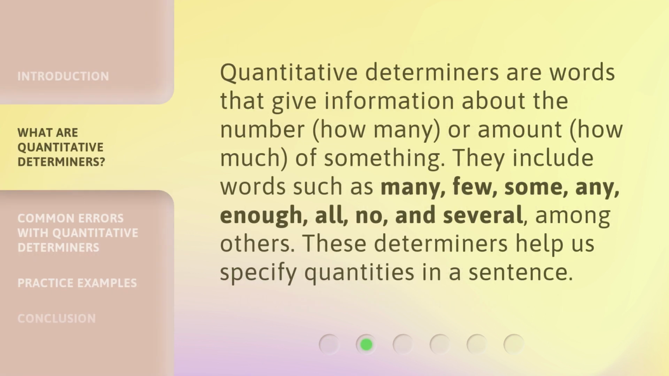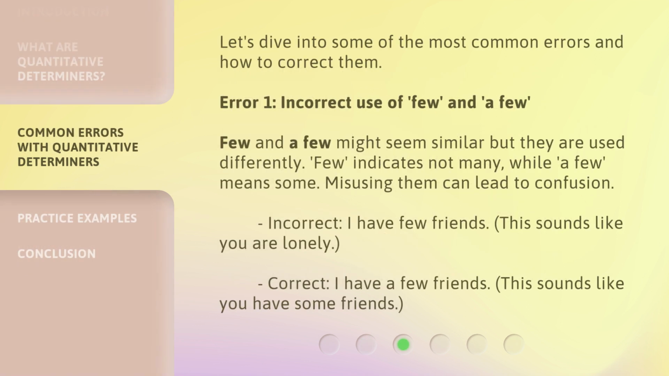Quantitative determiners are words that give information about the number, how many, or amount, how much, of something. They include words such as many, few, some, any, enough, all, no, and several, among others. These determiners help us specify quantities in a sentence. Let's dive into some of the most common errors and how to correct them.